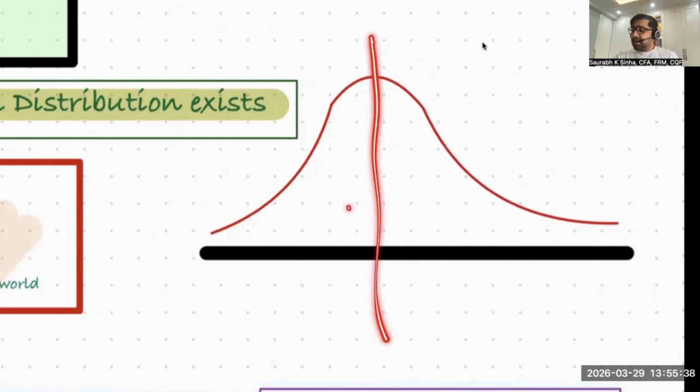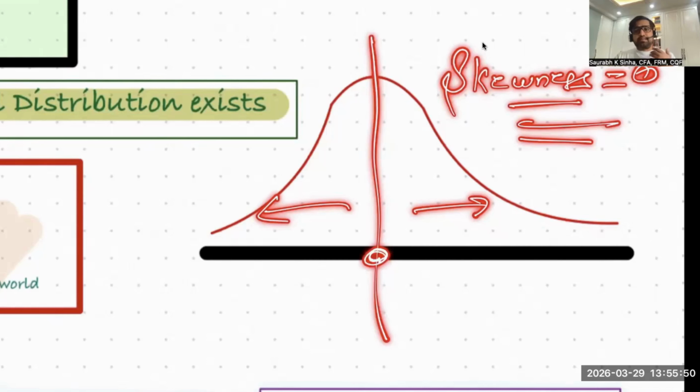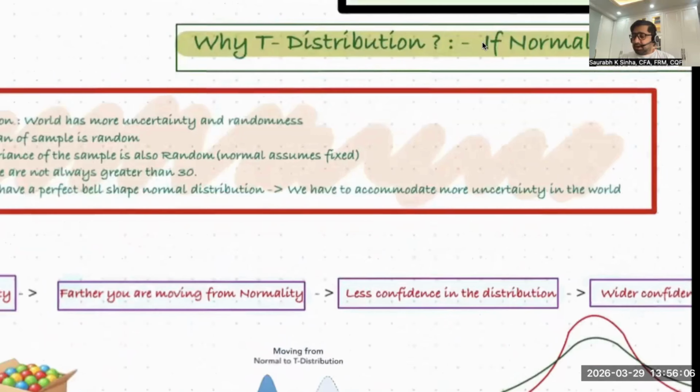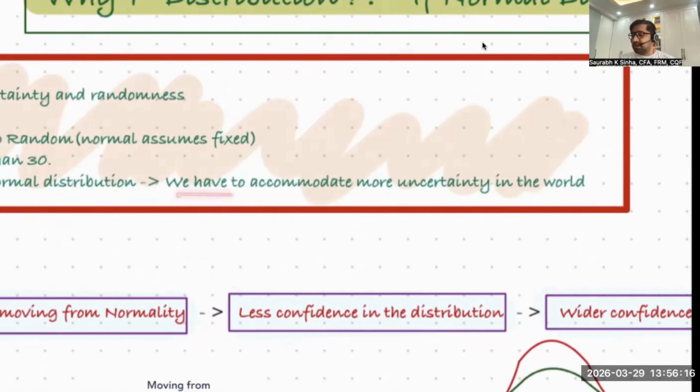Even here, the left and the right sections are symmetric, as in the skewness of this distribution is also 0. This point is also the mean, the median, and the mode, but it is not normal distribution. It appears like normal distribution, but it is not. It is a much worse distribution than the normal distribution. So we cannot use a perfect bell-shaped curve, that is the normal distribution. We have to succumb to a more uncertain distribution, which respects more uncertainty in the world, that is the t distribution.